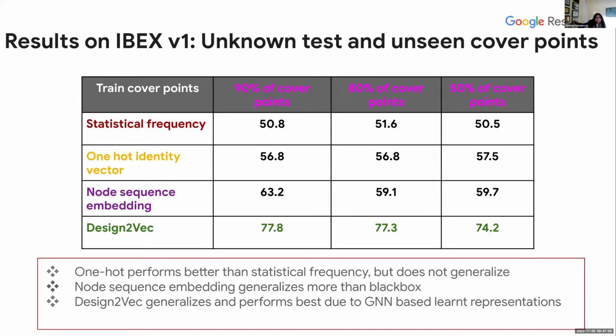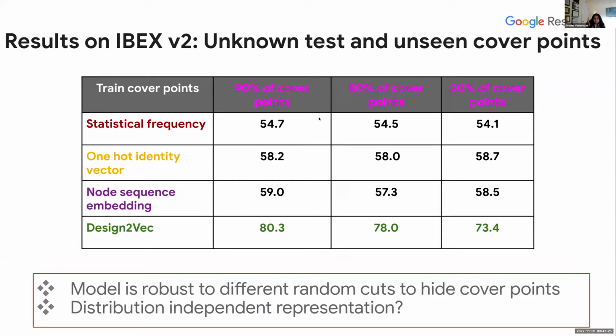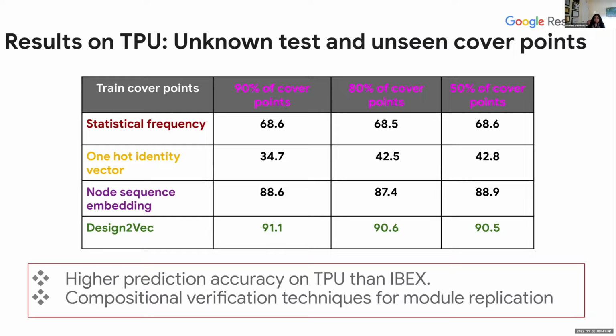You would think that the 50% number would go down remarkably, but because Design2Vec learns quite a bit about the design, it stays pretty much close to that ballpark. This is the second version, and you can see that the margin between the other methods and Design2Vec is huge because of the representation. Now, this is a TPU block. The TPU is a Google chip, an ML accelerator chip, and a new version comes out every year or so. On some of the blocks of one of the versions, we found that we are able to predict with 90% accuracy whether a given test can cover a given point.